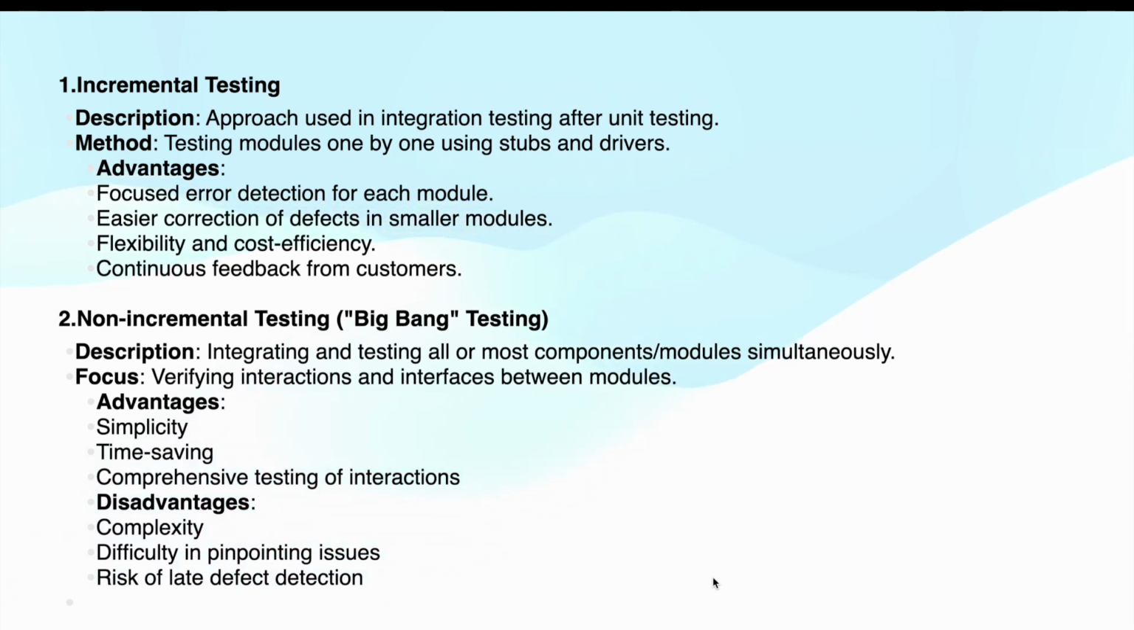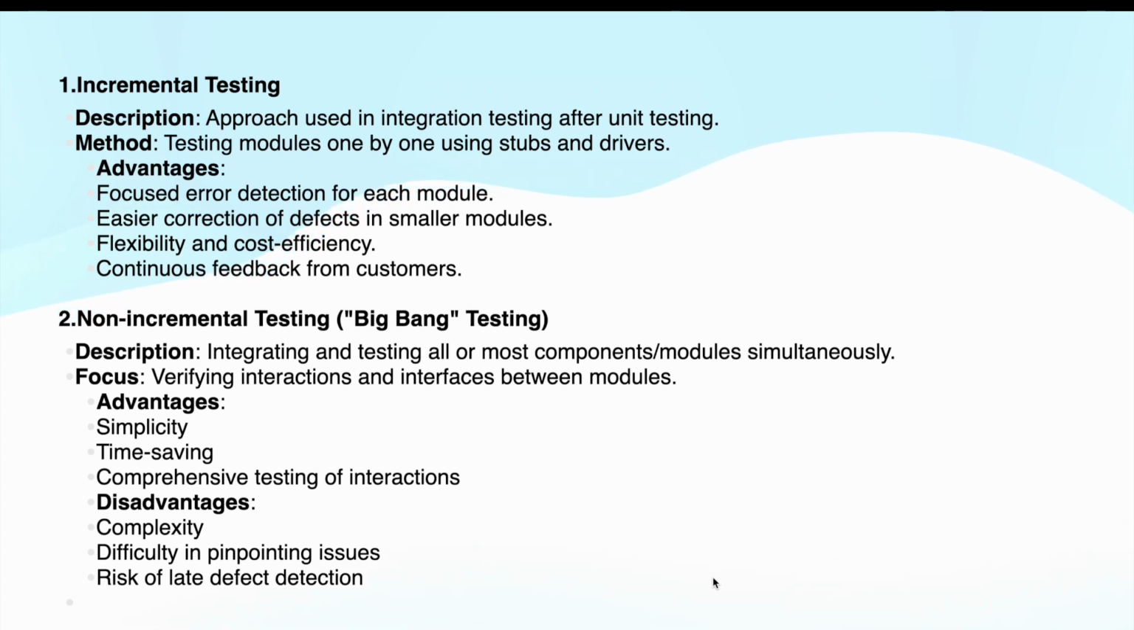And fourth is incremental integration testing. There are two types of integration testing. First is incremental testing, second is non-incremental testing. First we will see about incremental testing. It's a common approach used in software development during the integration testing phase, which occurs after unit testing. This method involves testing modules one by one using stubs and drivers to identify errors and defects in the specific module.